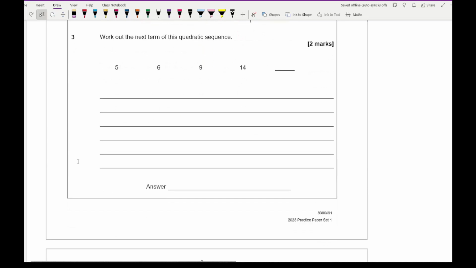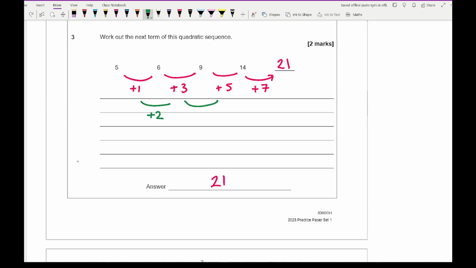Moving on to question 3, it says work out the next term of this quadratic sequence. Now with a quadratic sequence you have a double difference, which is the same. If I work out the difference between these I get +1, +3, +5, and then you might be able to spot a pattern that they're going up by the next odd number. So this difference here is going to be +7, and 14 + 7 is 21, so the answer is going to be 21. Because it is a quadratic, the double difference should be the same, and as you can see it's +2, so 5 + 2 is 7, so that's what the difference is going to be. We can go that way, but if you just wrote 1, 3, 5 and 7 that should be enough to get you your method mark.